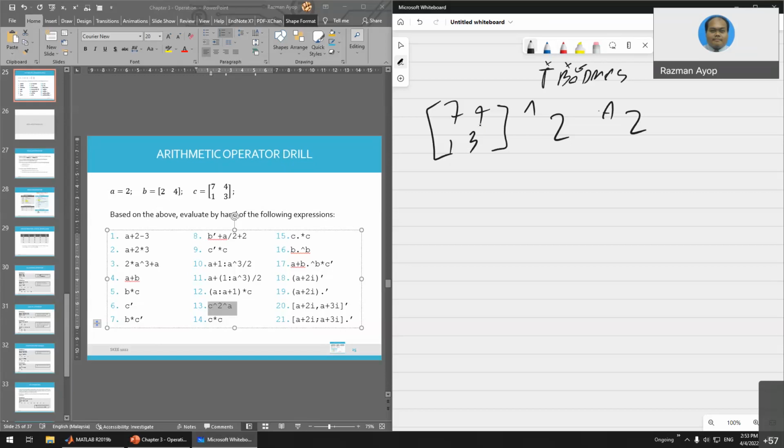So you have two power. You have to solve from left first. So basically, for matrix operation, okay. So 7 1 4 3, 7 1 4 3. Okay. So power of 2. So solve this first.